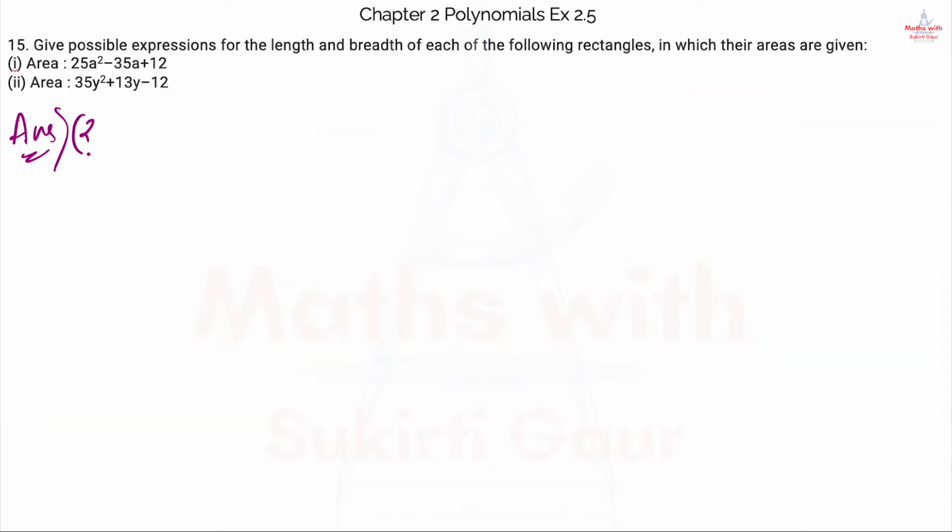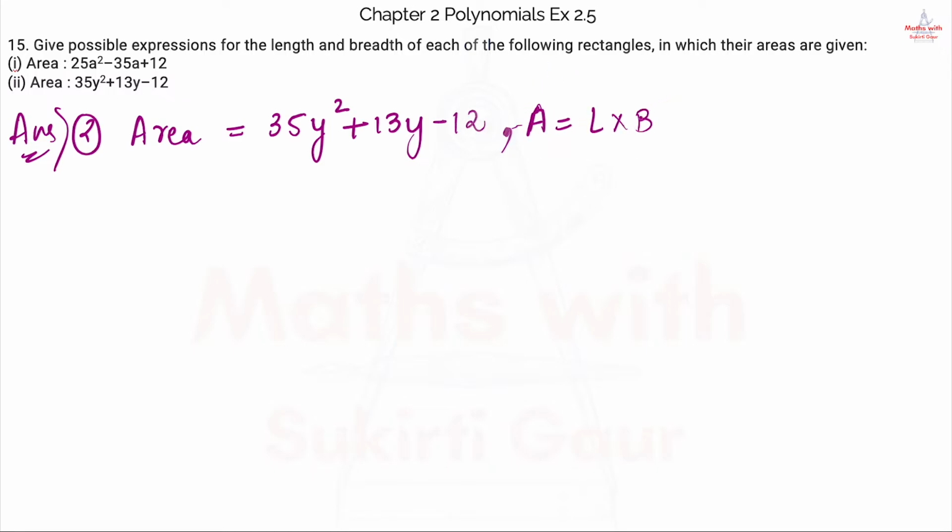So in the second part, we have area of rectangle is equals to 35y square plus 13y minus 12. Here also we are going to express this area in the form of length into breadth. Area is equals to length into breadth. Okay, so we are going to solve this polynomial as well by the splitting the middle term method. Let me write it first. 35y square plus 13y minus 12.